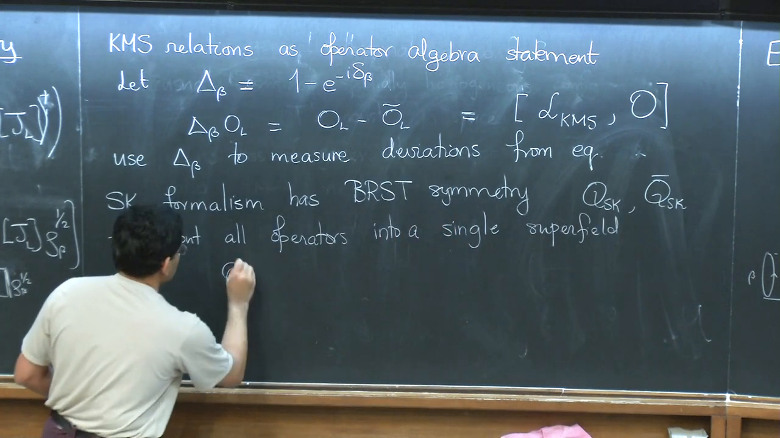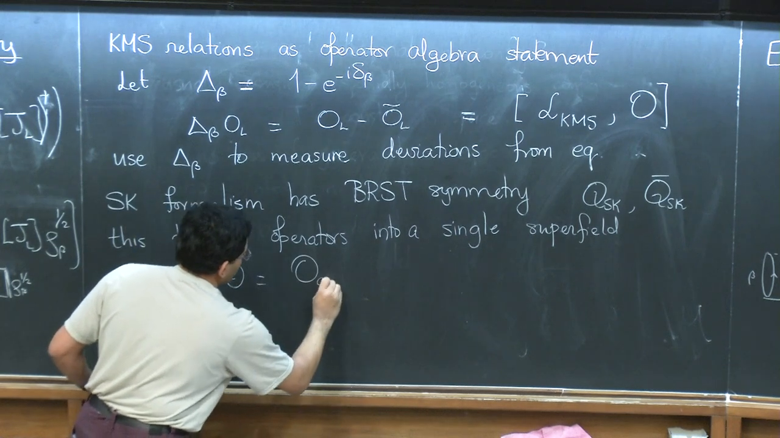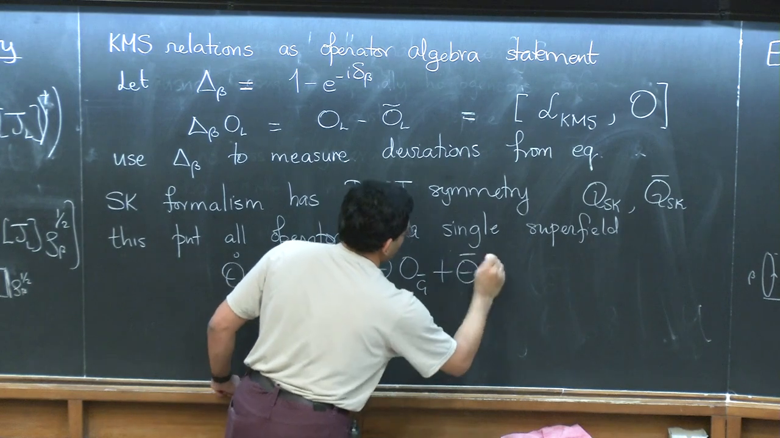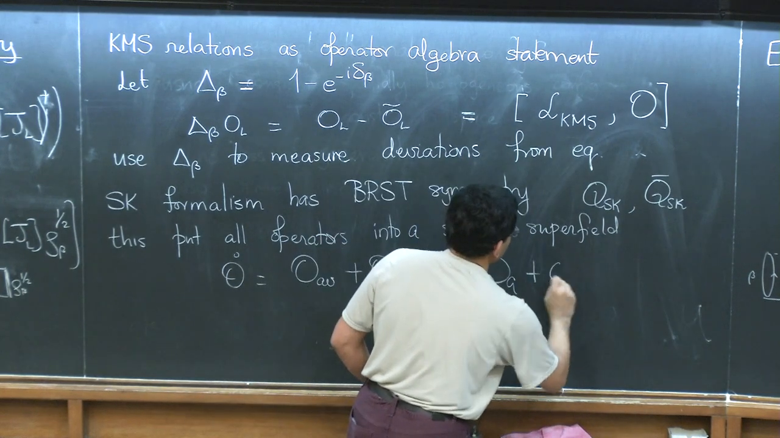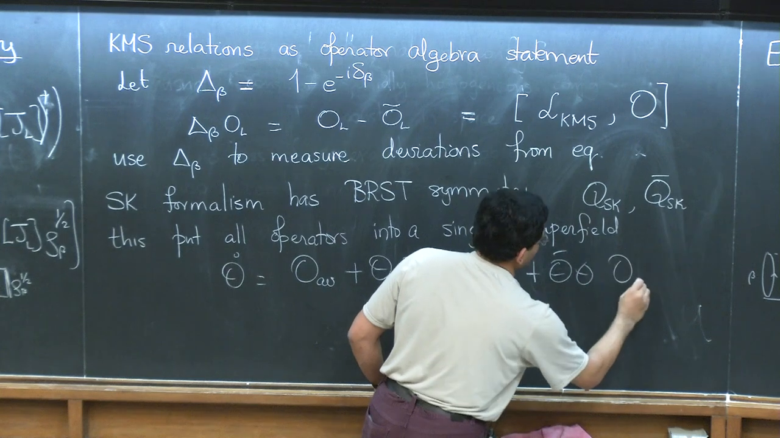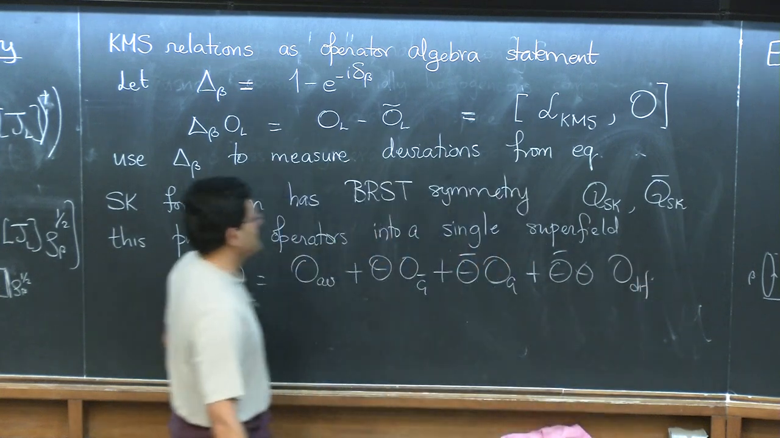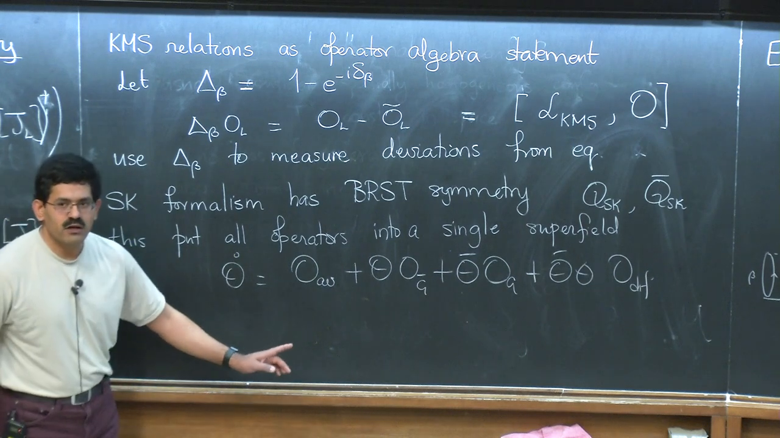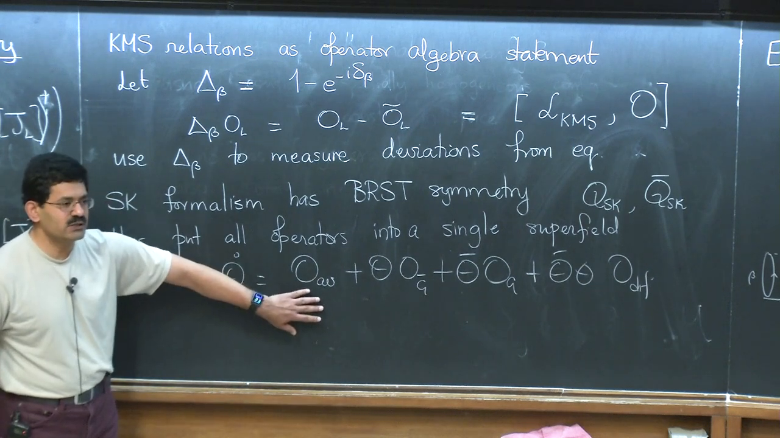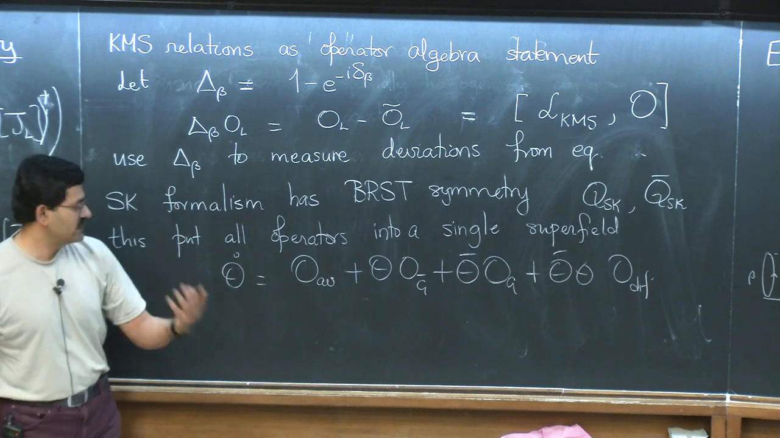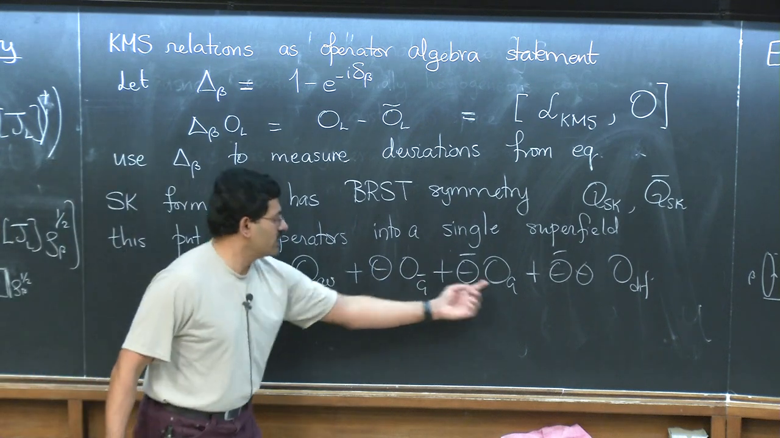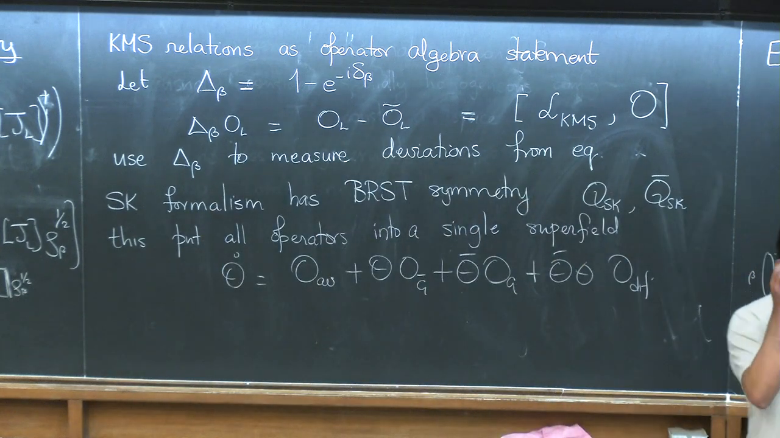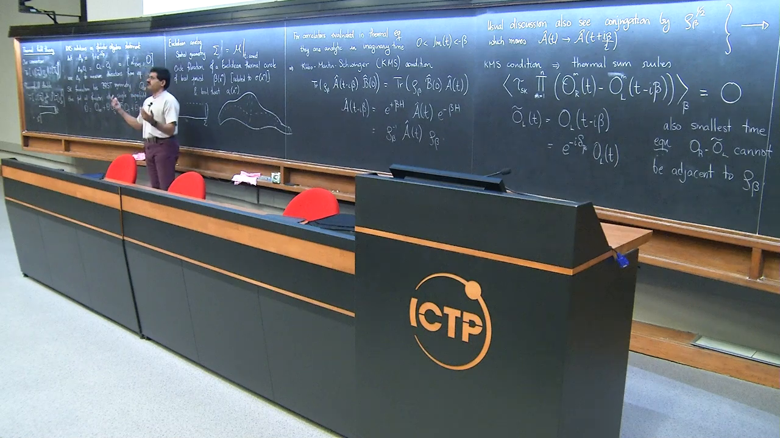Yesterday, I had called as follows. But the key point here was that every physical operator had a fourfold realization. There was an operator, there was its ghost conjugate, there was its anti-ghost conjugate, and then there was a difference. The single copy theory got embedded into a quartet of operators.